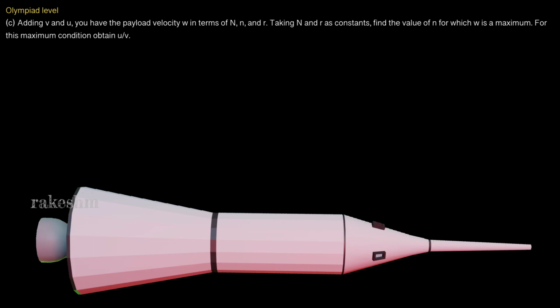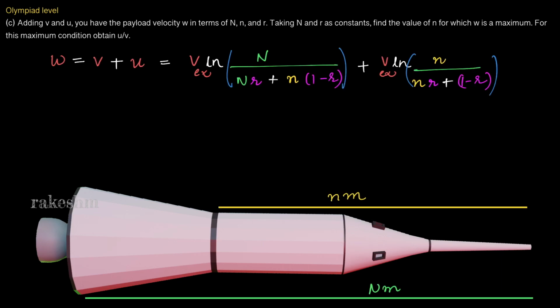Let us move on to the next question. Adding v and u, you have the payload velocity w in terms of capital N, small n and r. So w is the final velocity of the payload. This is equal to v plus u, which we have calculated in part A and B. Okay, so these are the expressions for v and u.